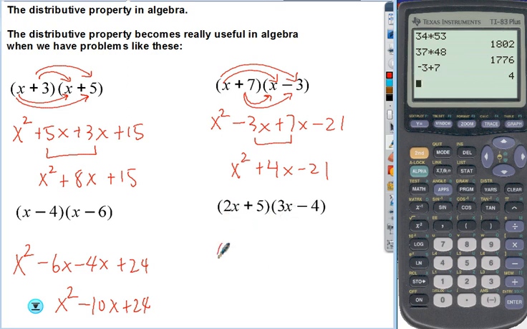2x times 3x would be 6x squared. 2x times negative 4 would be minus 8x. 5 times 3 is 15, so it's plus 15x. And 5 times 4 is 20, but a positive times a negative would be a minus 20. Negative 8 plus 15 would give me a positive 7. Final answer would be 6x squared plus 7x minus 20.